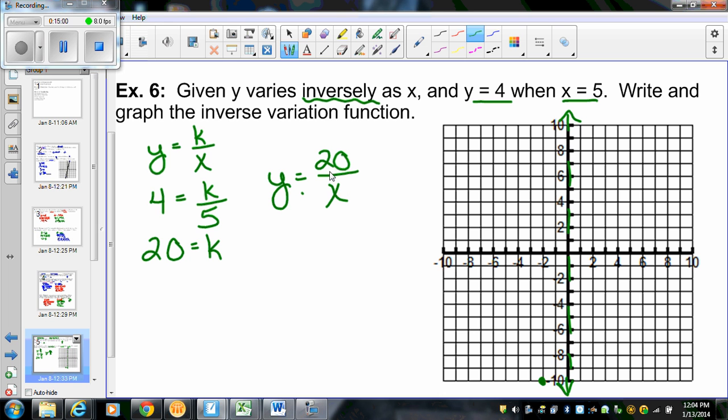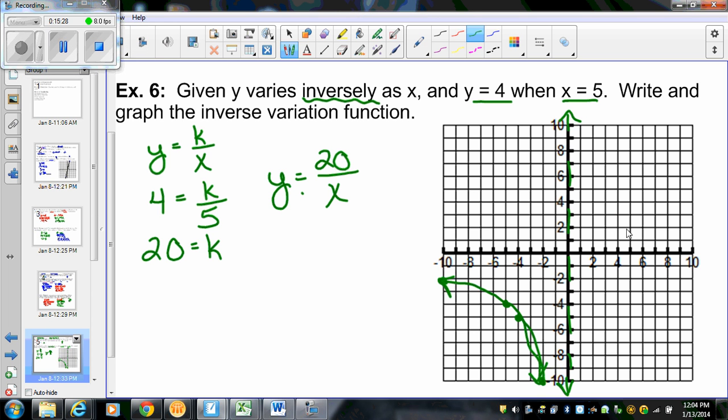Now I'm going to think of some other numbers that are divisible by 20 just to make it easy on me. So I'm not going to use negative 3. If we use negative 4, we get negative 5. Negative 5 gives us negative 4. And then if I jump down here to negative 10, I get negative 2. So this is the first half of this inverse variation function. And hopefully your line is a lot better curved than mine is.